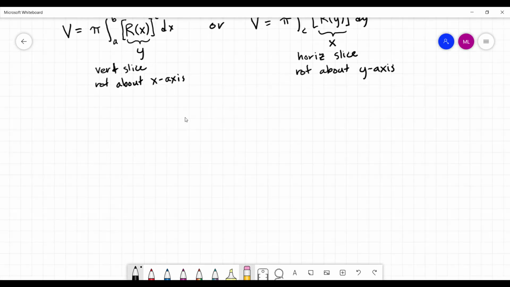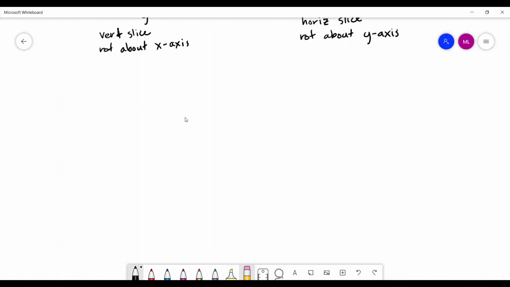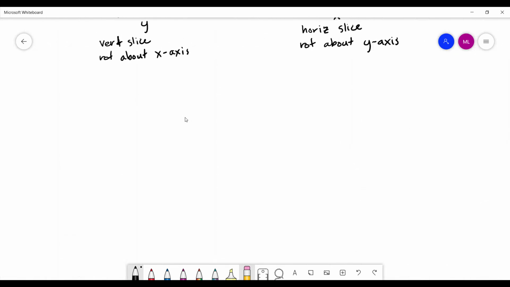So there's our disks, but what if we have, like I said a minute ago, what if there's a hole? So what if our shape is hollow?